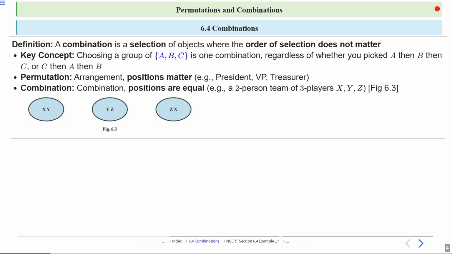Here, in combination, positions are equal. For example, a team of 2 from 3 players X, Y, Z. Here you can see we need to make a team of 2. The order doesn't matter, so X and Y or Y and X are the same, considered the same team. This will become clear with a visual example. You can see here, YZ and ZY are the same, ZX and XZ are the same.